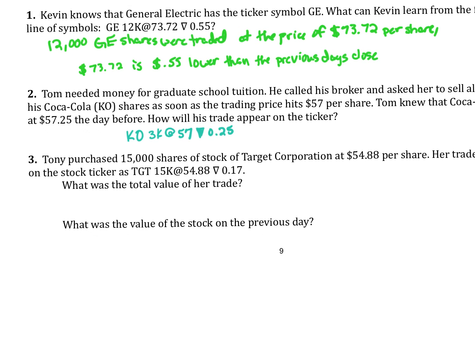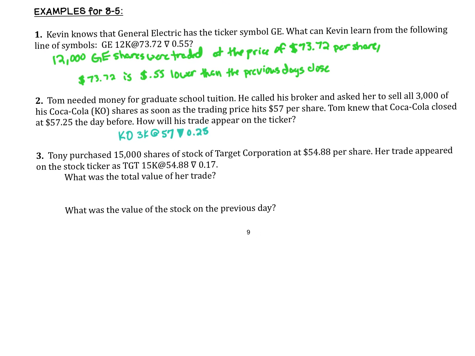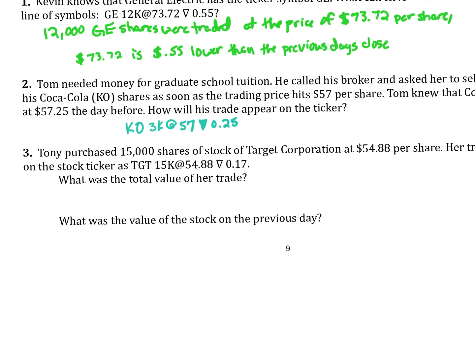Okay. Tony purchased 15,000 shares of Target at 54.88 per share. The trade appeared on the stock ticker as shown. So what was the total value of her trade? Okay, so that means we're doing 15,000 times 54.88, and that is how much? Let's see here, 823,200.